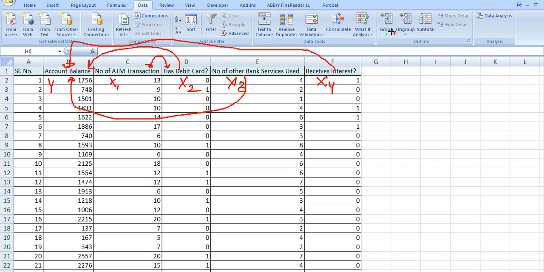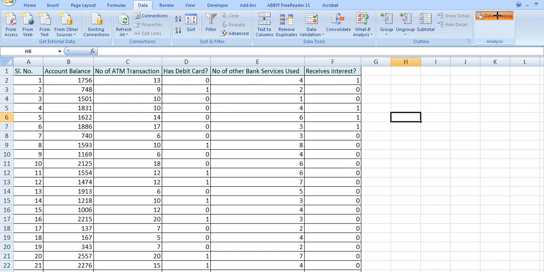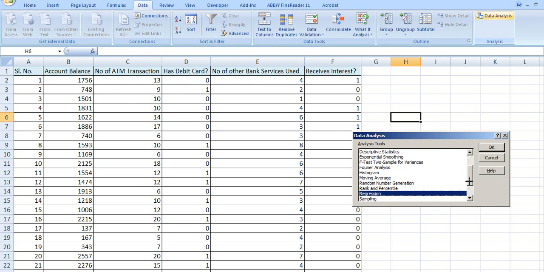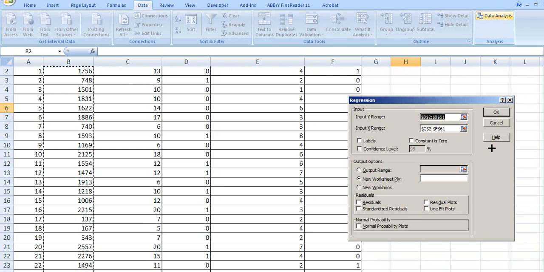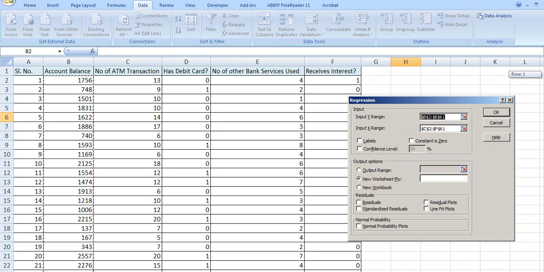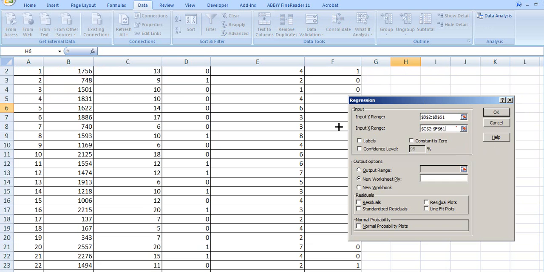That we can do through the Data tab and then Data Analysis. If you press Data Analysis, you will see Regression, and from there we can do it. So in Data Analysis we have to select Regression, then press OK over here. Then it asks for the input range. Please note that the input Y range would be your dependent variable, and then they're asking for the input X range.